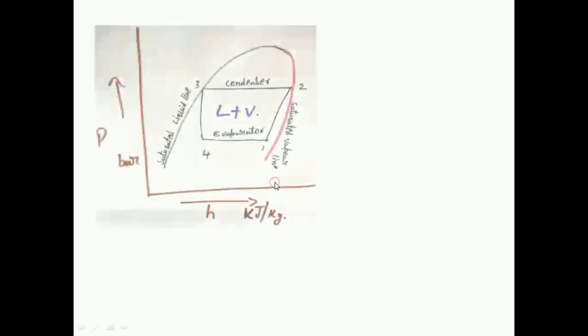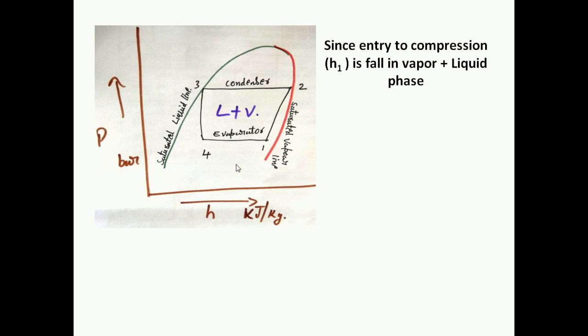After getting this value, you know this pressure enthalpy diagram. H1 lies in what? Liquid plus vapor phase. Therefore H1 is equal to Hf plus x Hfg, at the evaporator pressure.